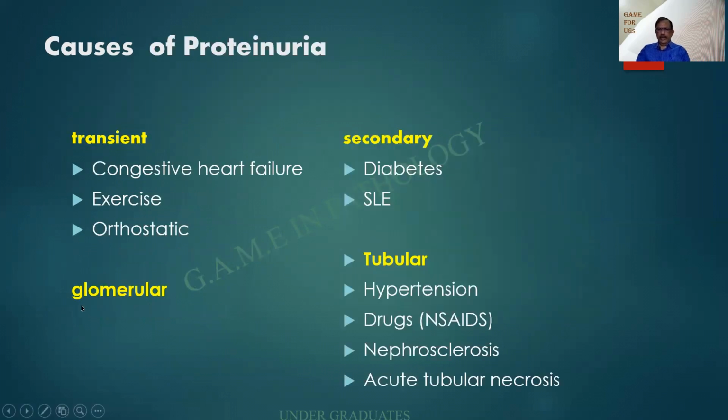And this is a summary of it. Glomerular causes, I told you earlier. Secondly, it can be diabetes and SLE. Tubular causes, after the glomerulus is the tubule. It can be hypertension, drugs, nephrosclerosis, acute tubular necrosis.